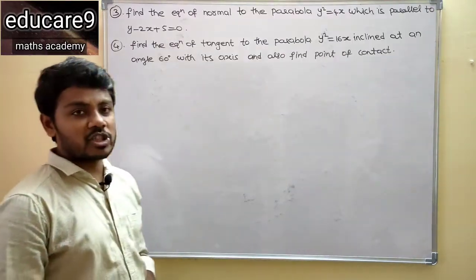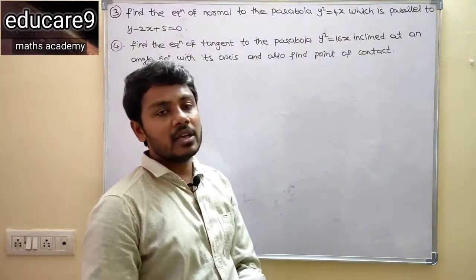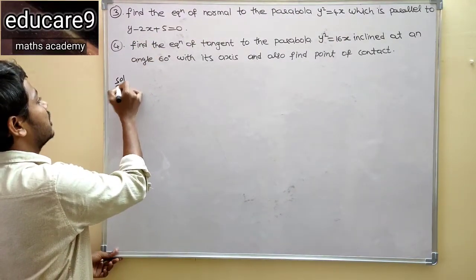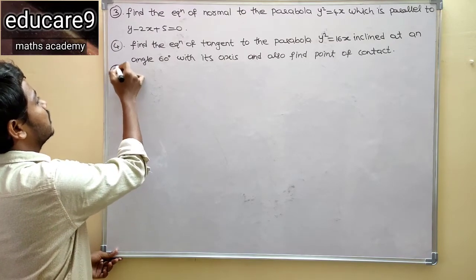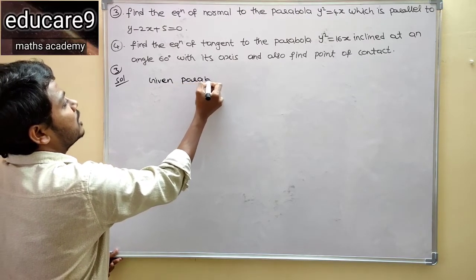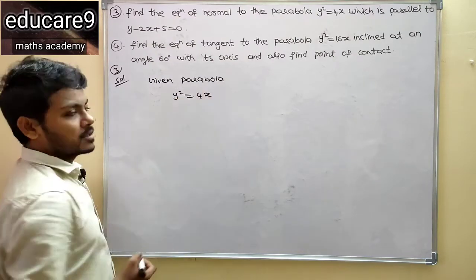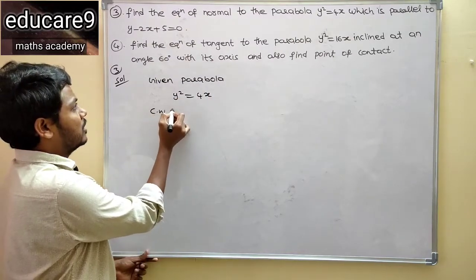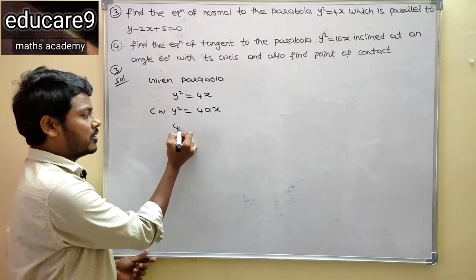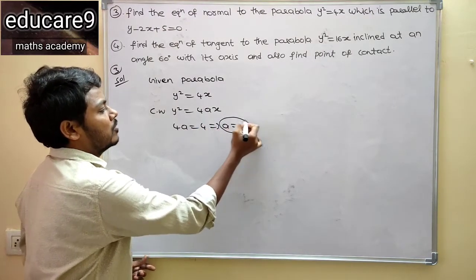So see the question number 3. Find the equation of the normal to the parabola y square equal to 4x, which is parallel to the line. Okay, so see here, the solution. Third solution. Given parabola: what is the given parabola? y square is equal to 4x. So comparing with y square is equal to 4ax, what is the value of 4a? 4. From this, a is equal to 1.